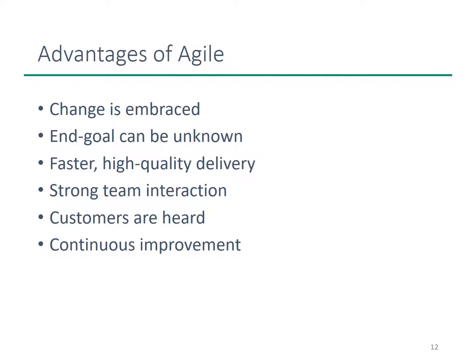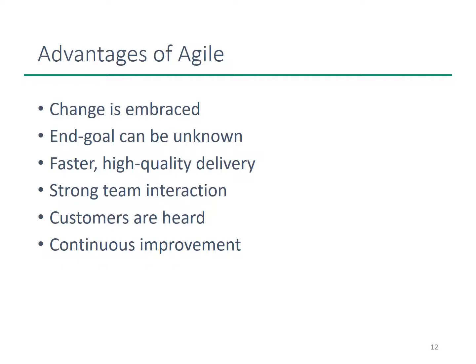Faster, high quality delivery. Breaking down the project into iterations allows the team to focus on high quality development, testing, and collaboration. Since testing is conducted during each iteration, the defects get identified and solved more quickly. And this high quality software can be delivered faster with consistent, successive iterations. Strong team interaction. Agile highlights the importance of frequent communication and face to face interactions. Teams work together and people are able to take responsibility and own parts of the projects.